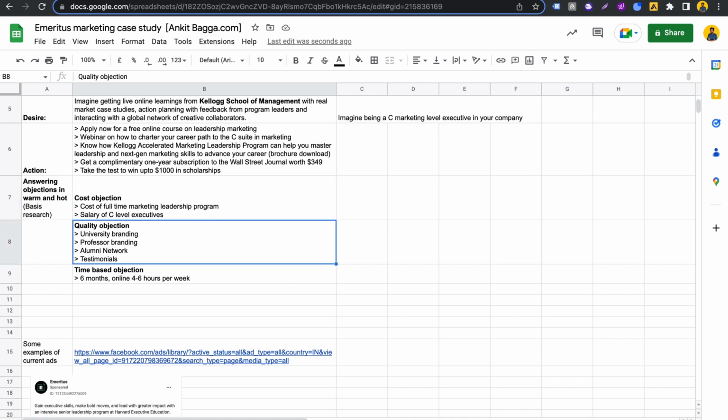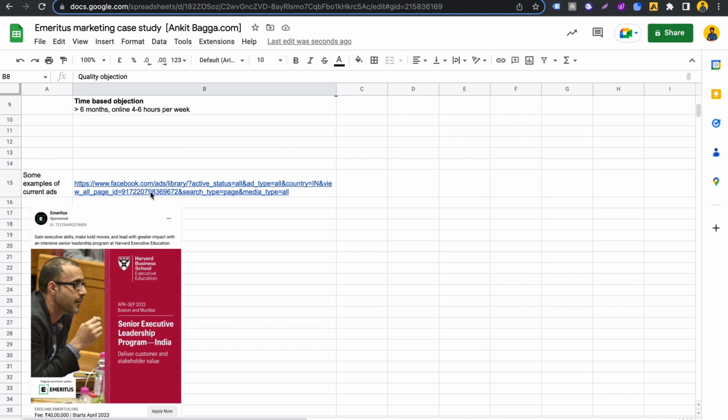There's quality objection. The way to counter quality objection is you talk about the branding of the university, the professors that will be teaching you, the alumni that have already gone through the course, where they have been placed, what they are doing in their career, and the testimonials. There are time-based objections. A person might think, I don't want to invest so much time. I don't have so much time for a course like this. So you could talk about how the entire course is a 6-month program. You have to devote not more than 4 to 6 hours for this.